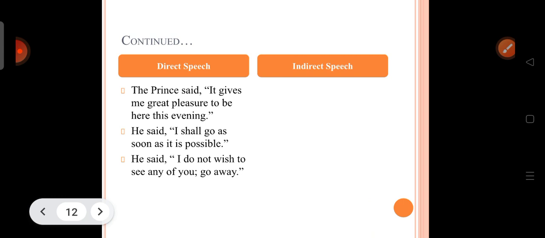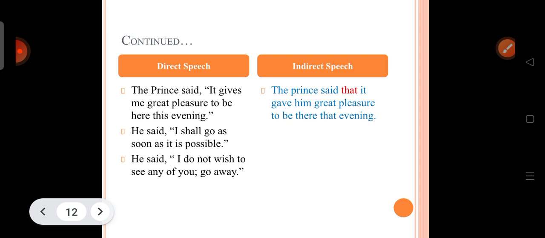Okay, let's see some more examples. The prince said, "It gives me great pleasure to be here this evening." See how this is changed. Look at the answer. The prince said that it gave him great pleasure to be there that evening. This evening became that evening.